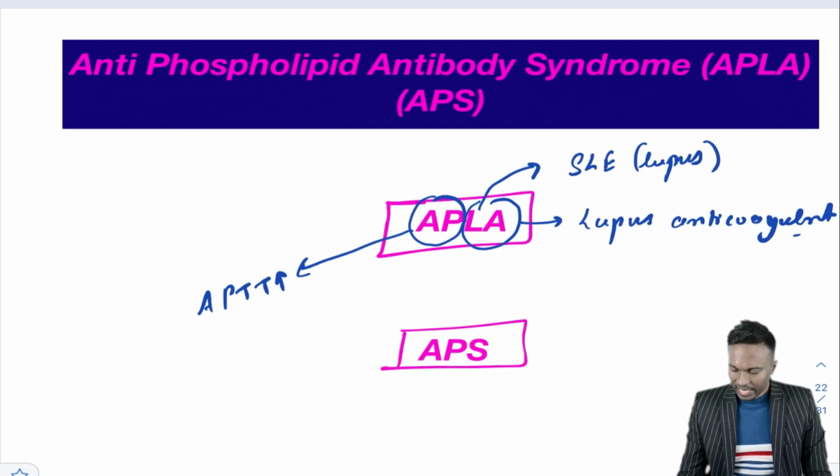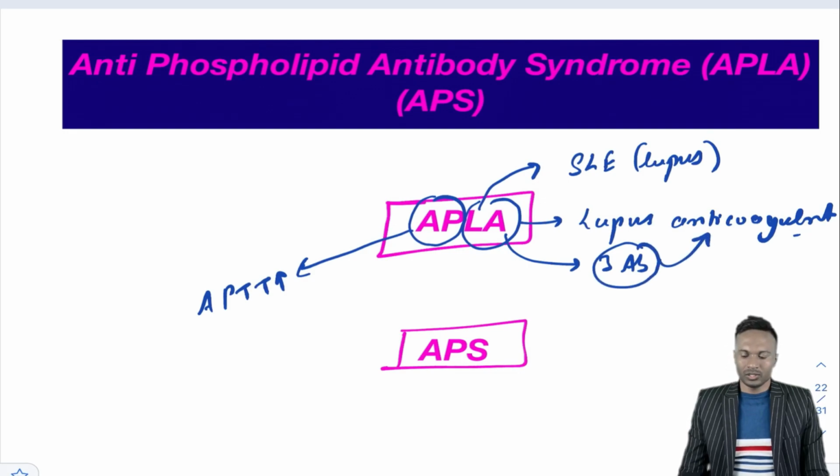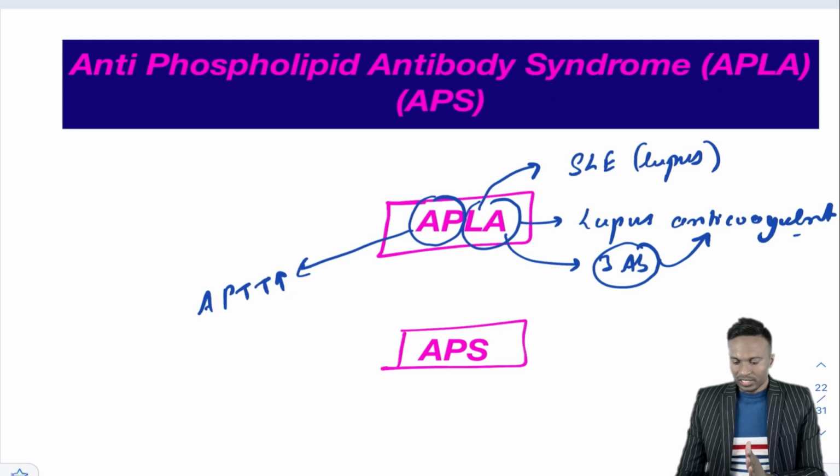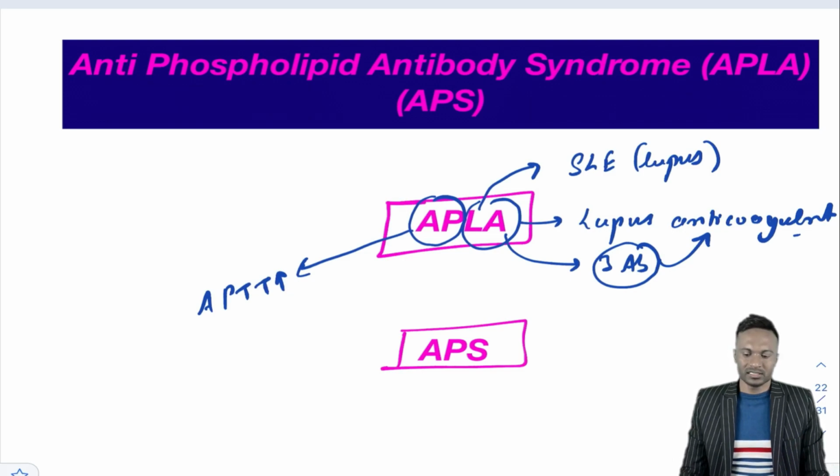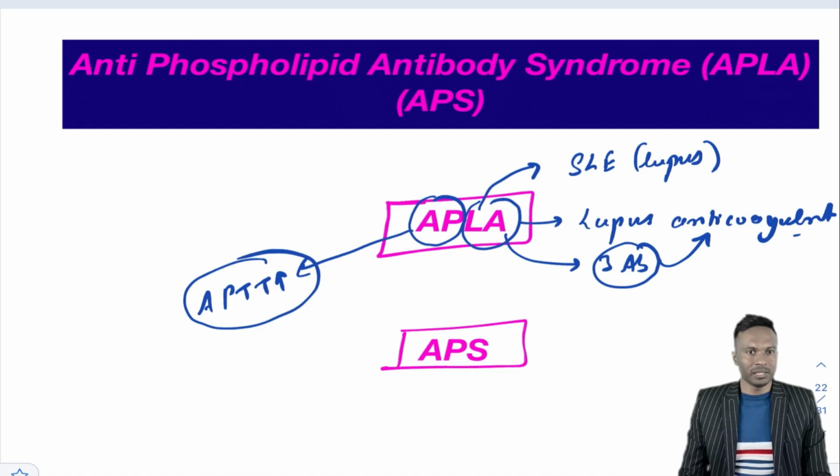Again, three antibodies are involved. The main antibody is lupus anticoagulant, right? So this mnemonic, the letters themselves, will tell about the various aspects of antiphospholipid syndrome. AP stands for increase in APTT. Other parameters will be normal. Then again, it is related to SLE, and to lupus anticoagulant. There will be three antibodies, right?